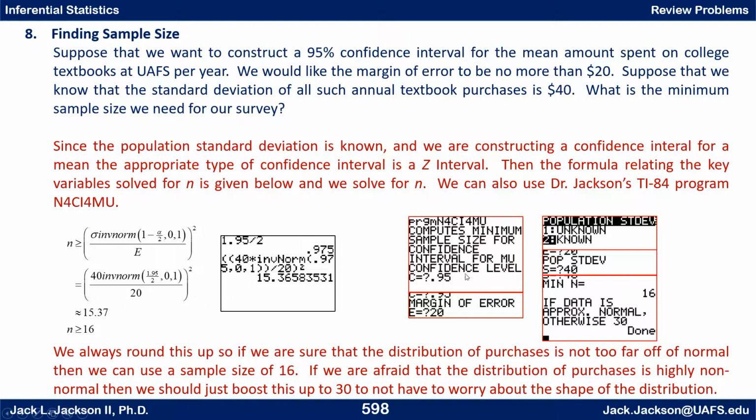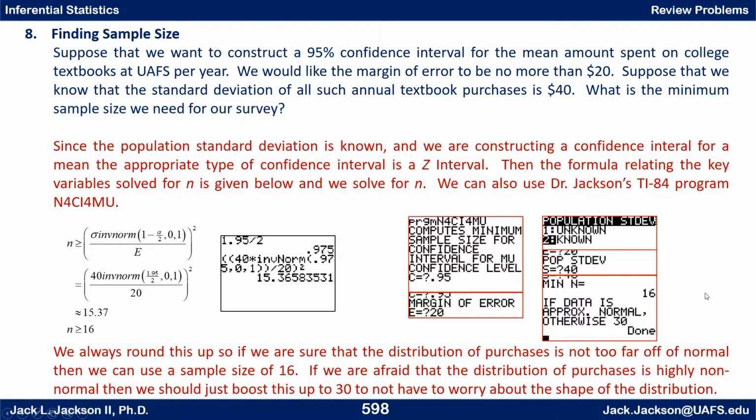So we do that. It says give us a confidence level. We tell it 0.95 in this case. Give us a margin of error. We said 20. Population standard deviation is known, so we select that and put it in, which is 40, and the minimum n, it tells us, is 16.